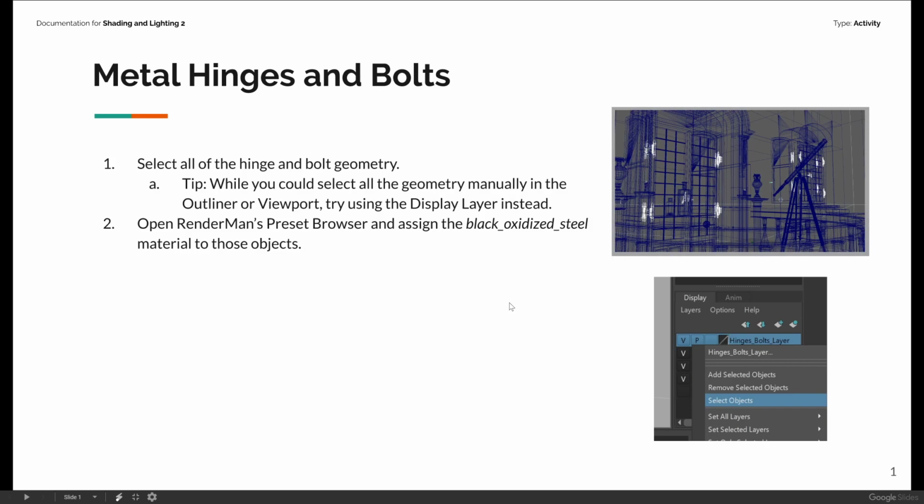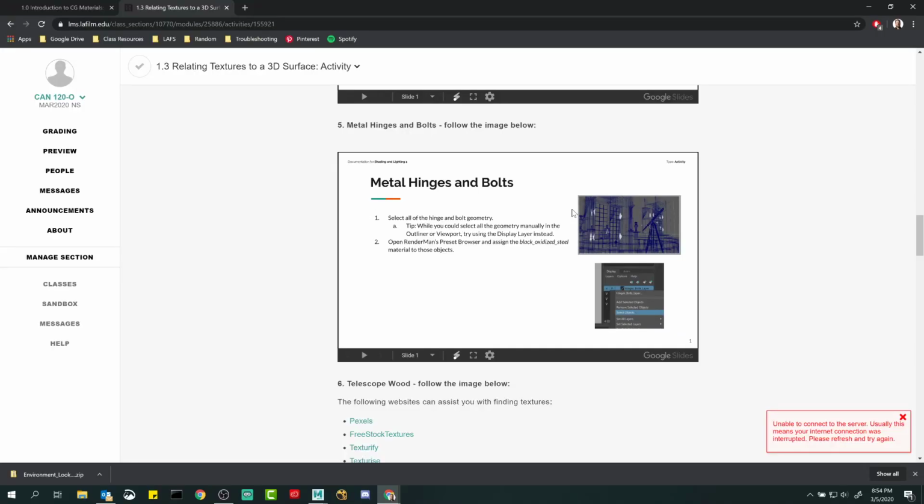We're going to select all that stuff, and once it's selected, we are going to assign a black oxidized steel preset to those objects. And again, we want to try to do it with one material, not having this assigned as 20 different materials to each individual piece. Okay, how do we do it?